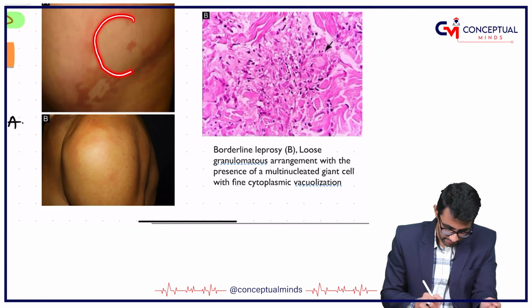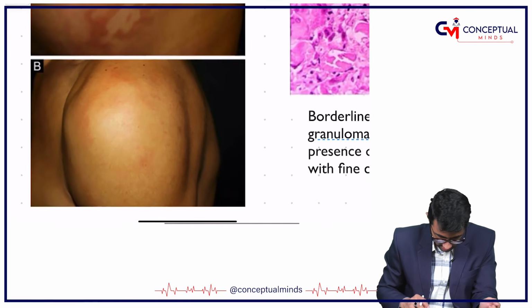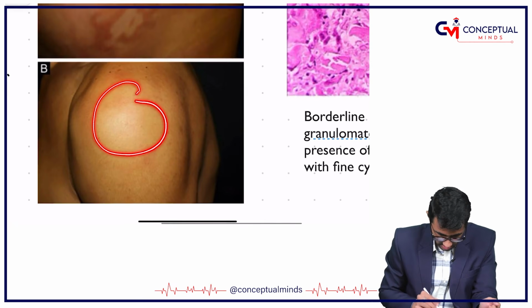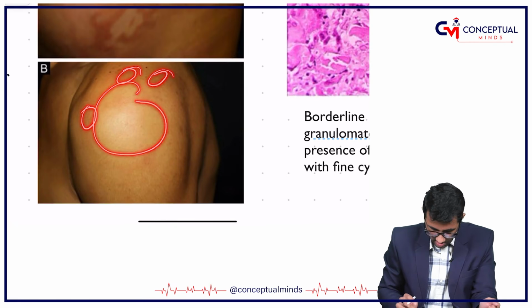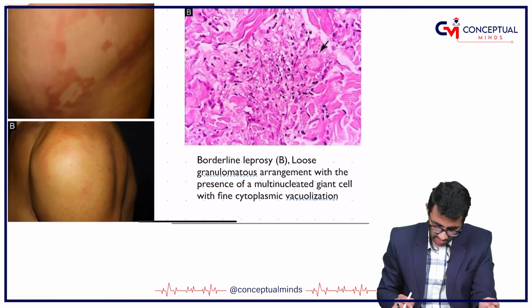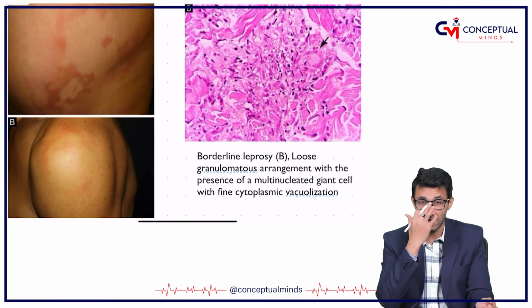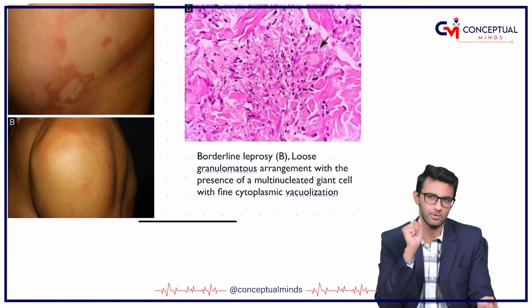You see over here, yes, you see this patch, yes, you see this. Okay, all right, and how about the histopathological finding? You see, in the borderline leprosy we have this right over here. Yes, we see this multinucleated giant cell, but the thing over here is it has a clear vacuole.